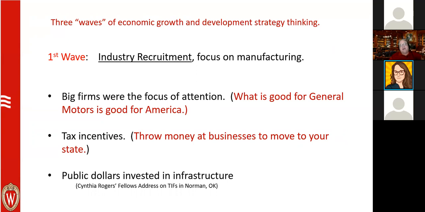This second comment here is this presentation was after Cynthia Rogers, who's a colleague at Oklahoma, was talking about TIFs in Norman, Oklahoma. But it's essentially back to the Erie Canal. We're investing in infrastructure to improve the business climate of the state. Indeed, when you look at the Foxconn development right now, most of the public money that has gone into Foxconn right now has been in infrastructure: transportation, water, power lines, things like that.